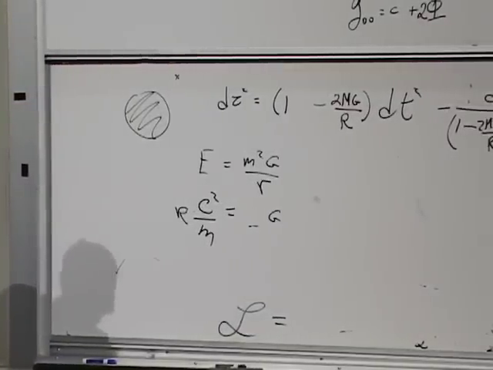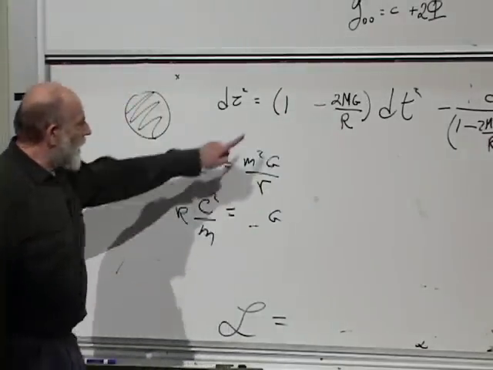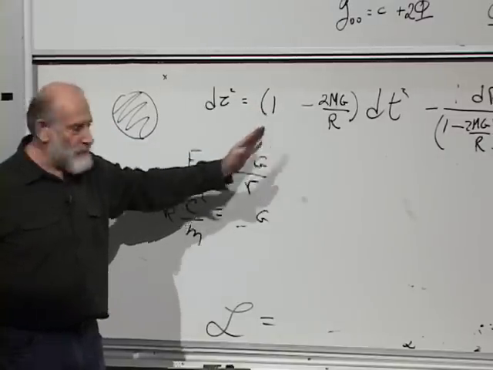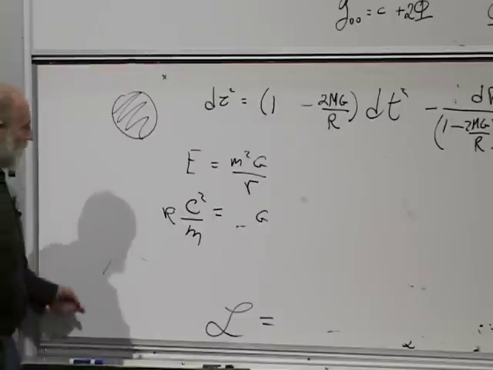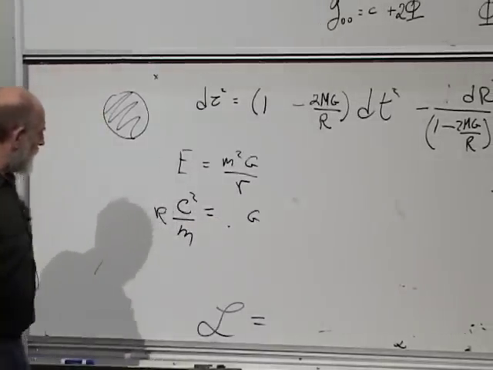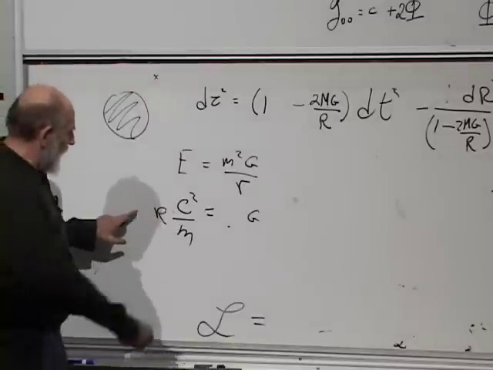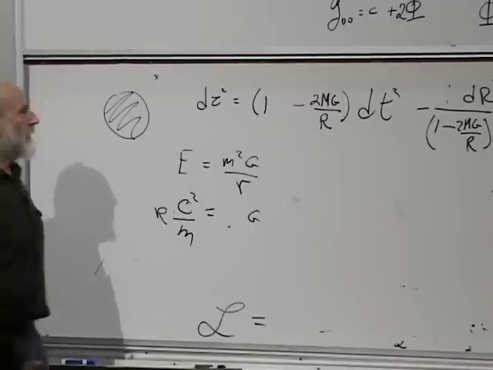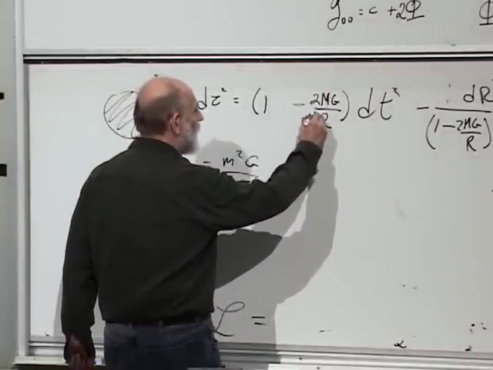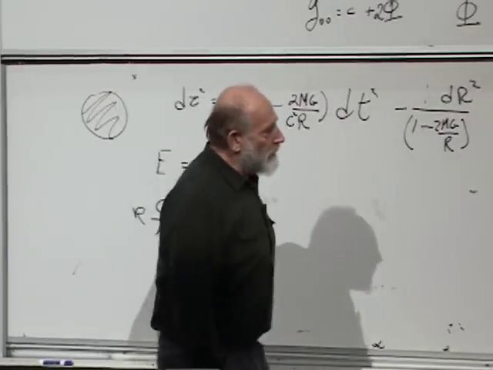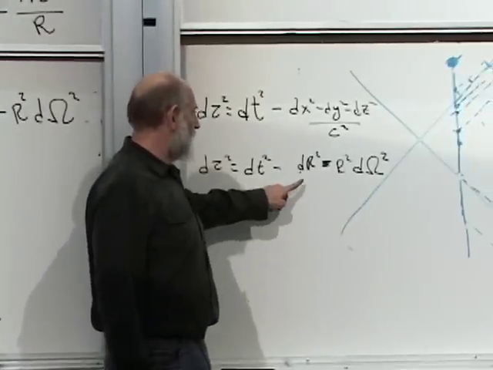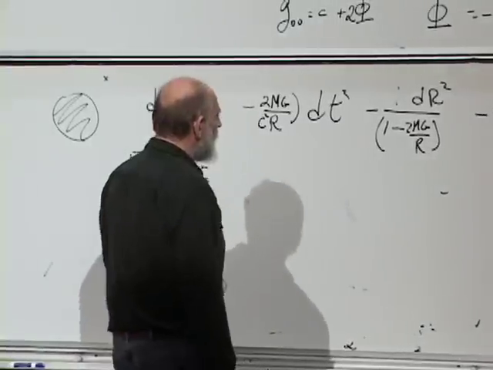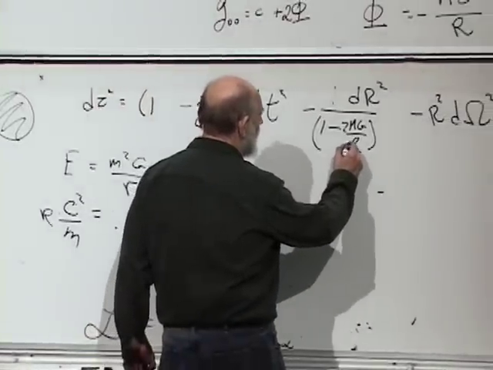Now, twice mG over R has to have the same dimensions as 1, because you can't add something with different dimensions to something else. But it doesn't. From this equation over here, I can see that mG over r has units of the speed of light squared. So I need a c squared in the denominator. No, we don't want to put the c squared here because we want to match on to flat space-time. Okay? So we don't want to put the c squared there. Now, that same c squared has to go over here.